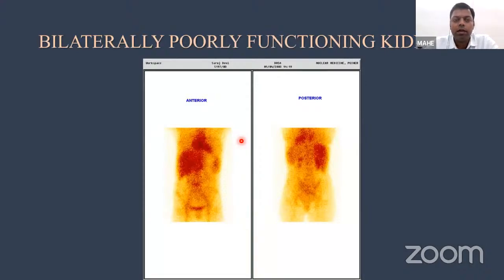And in bilaterally poorly functioning kidneys, since this DMSA is also filtered through GFR itself, once GFR is poor in CKD5 patients where creatinine is sky high, in those patients, the DMSA images look like this. Most of it is cleared by the liver. And here you can see tiny kidneys. And we can hardly make out any scars, whether it is normal, etc. So doing a DMSA scan in CKD4-5 patients, etc., is not useful.